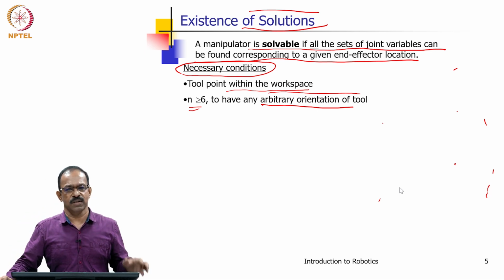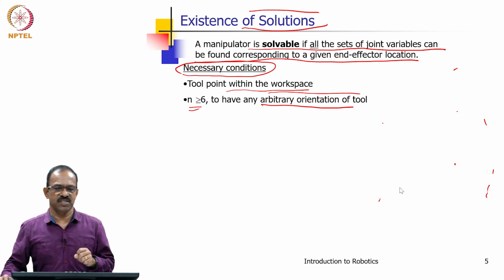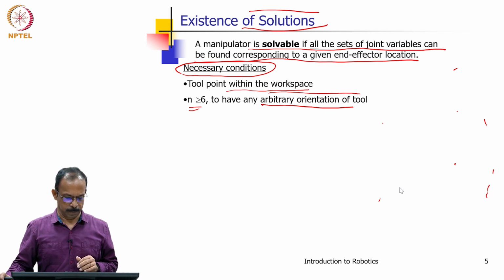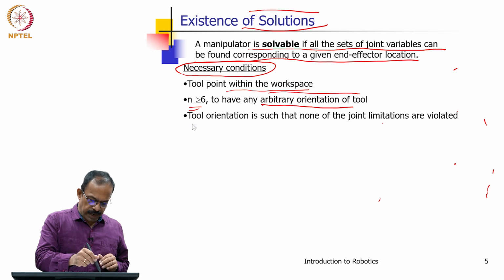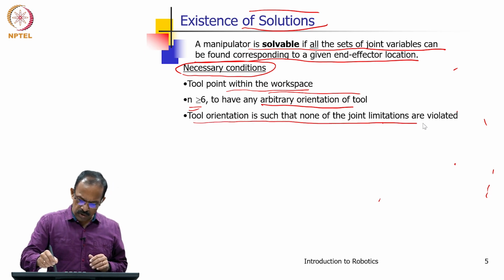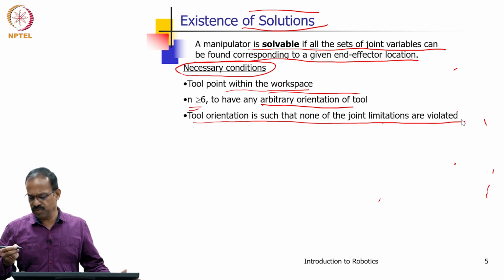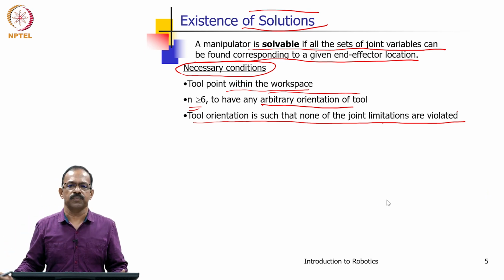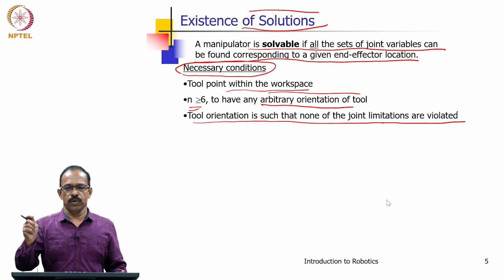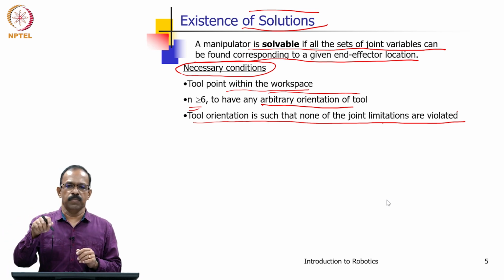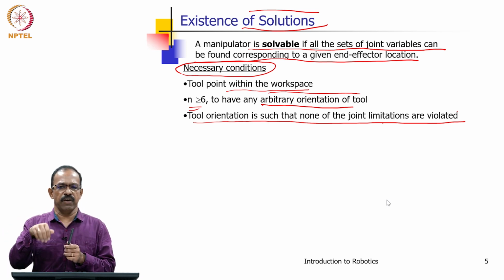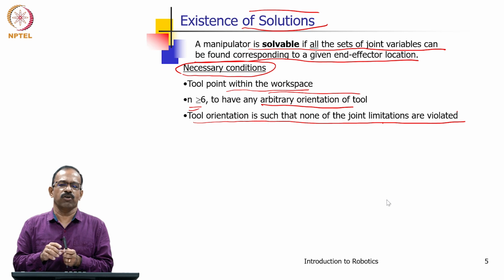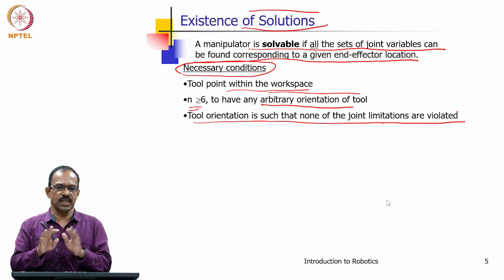So, the first condition is that the tool point should be within the workspace. The second condition is that n should be 6 if I want all the orientations achieved. Now, another condition is that the tool orientation is such that none of the joint limitations are violated. All robots have some physical limitations in joint movement. Your wrist will have roll, pitch and yaw axes, and each will have some joint limits. Maybe roll can have all 360 degrees, but pitch and yaw cannot have 360 degrees of rotation because of physical limitation.